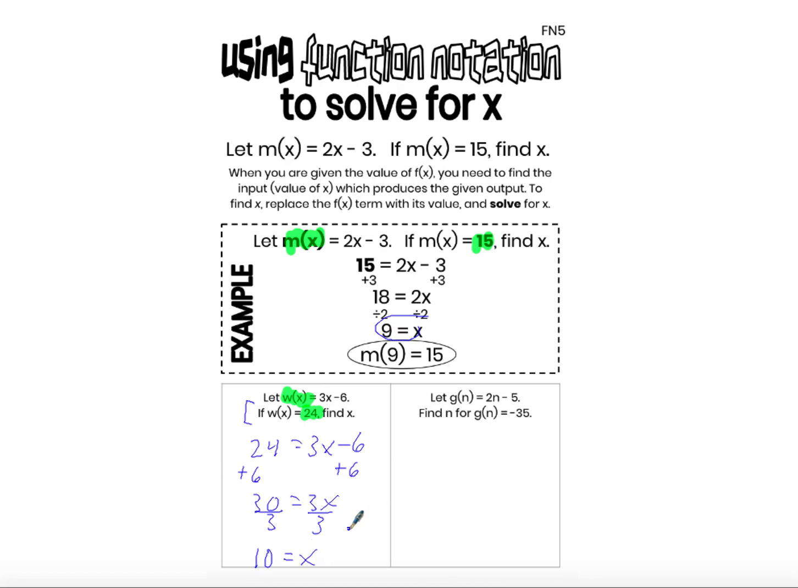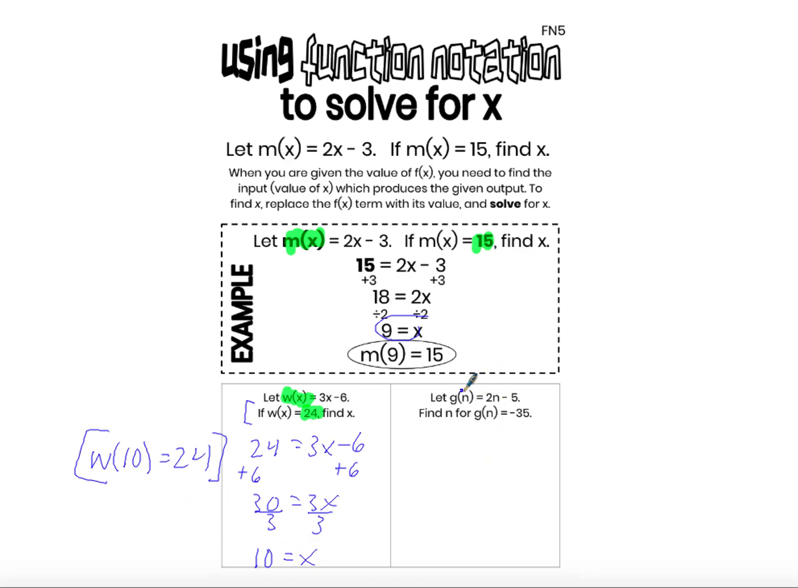This is an a-okay place to stop. My input is 10. So if I plug 10 in for x, 3 times 10 is 30, minus 6 is 24. That gives me an output of 24, and that is true. That is correct. I can also write the entire statement, w of 10 equals 24, and that gives me more information. Given an input of 10, my function w gives me an output of 24. So final answer, w of 10 equals 24, or just x equals 10.